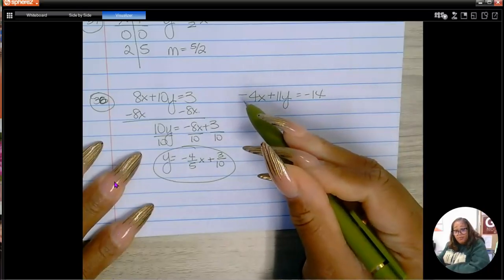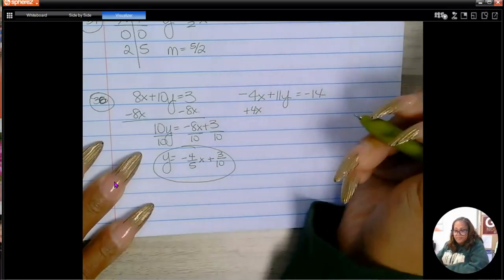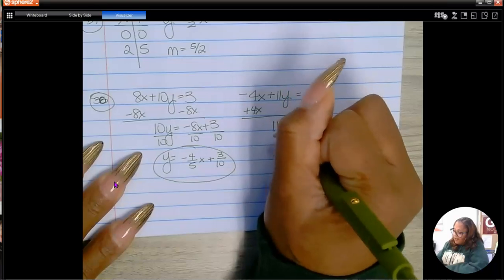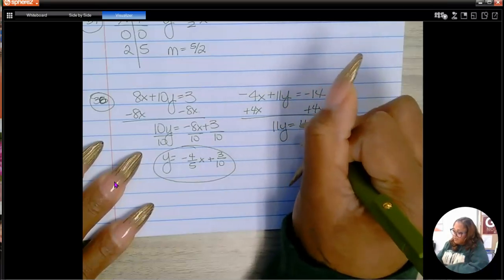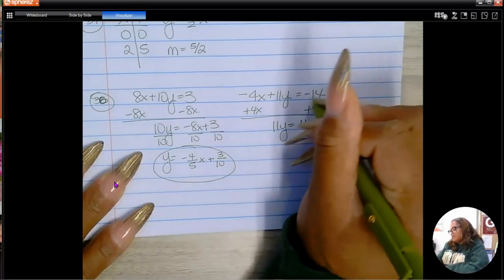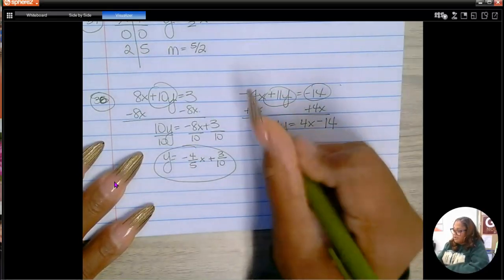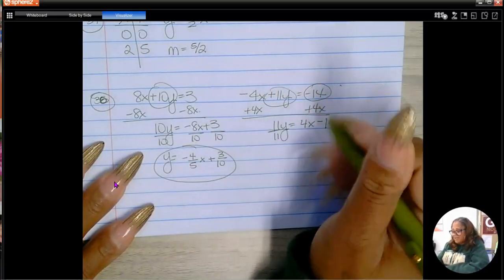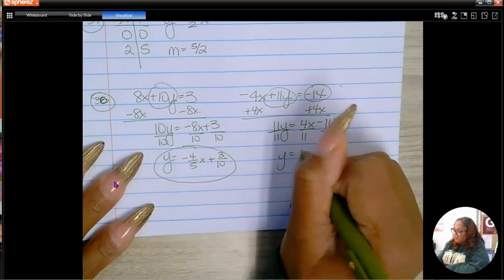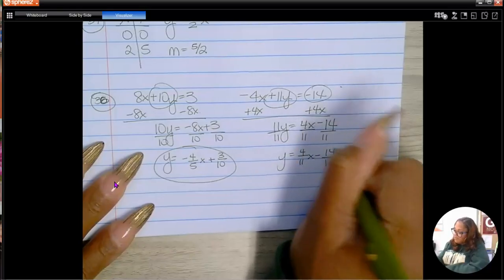Here, I am adding 4x to both sides. Add 4x, add 4x. 11y equals a positive 4x. Now it's the opposite and it's over here. Minus 14. Keep that sign there. Please don't lose the signs in front of these numbers. Then divide by 11 unless it's positive. Y equals 4/11 x minus 14/11.